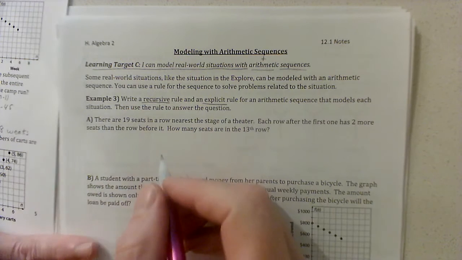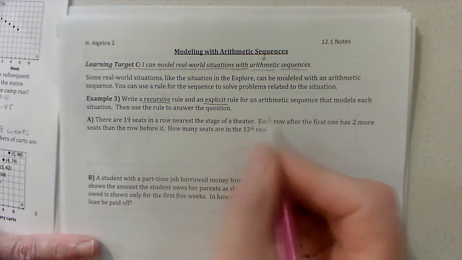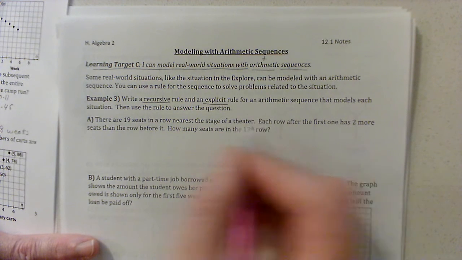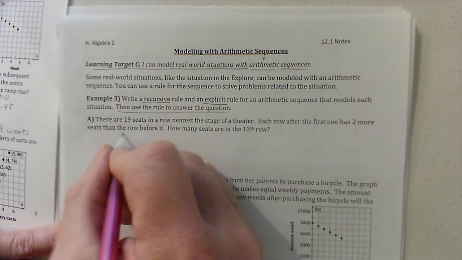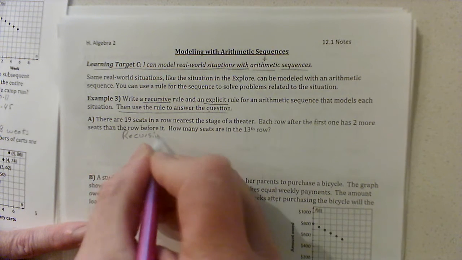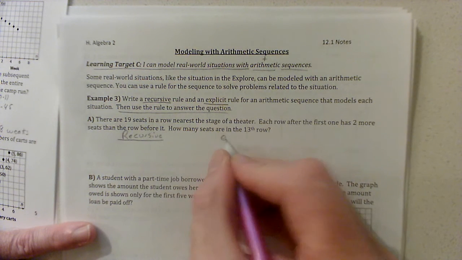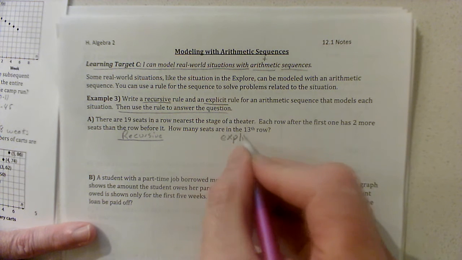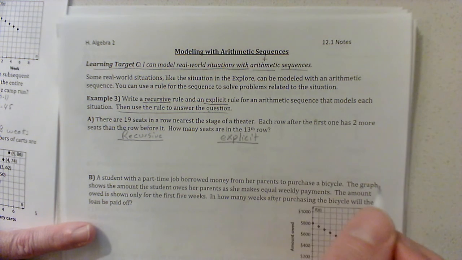Our goal is to write one recursive and one explicit rule for each of these, and then we're going to use the rule to answer the question. So let's start with recursive. Honestly, I don't very often use a recursive routine to answer these questions because explicit, which I'm going to put over here, is usually a better method. It allows us to find any term in a sequence.